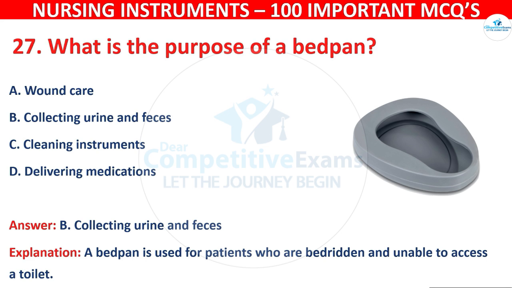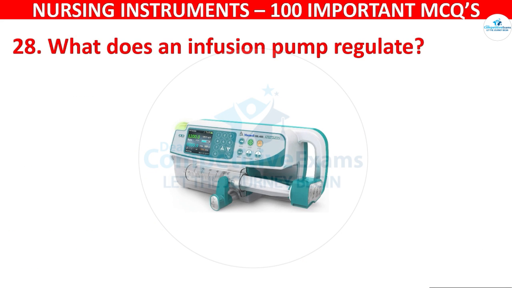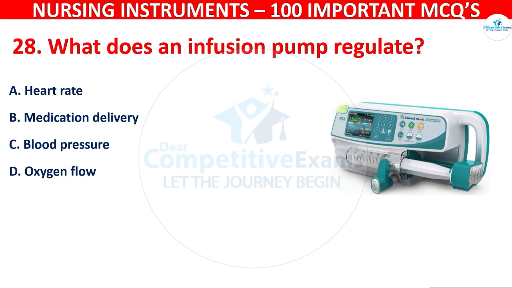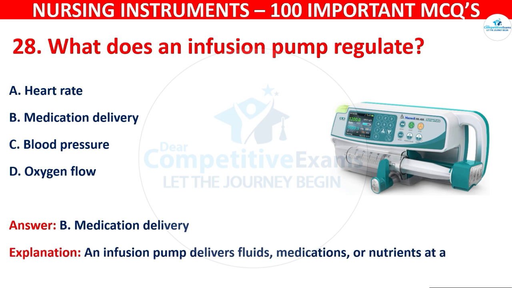Question number 28. What does an infusion pump regulate? Your options are heart rate, medication delivery, blood pressure, or oxygen flow. The correct answer is B, that is medication delivery. An infusion pump delivers fluids, medications, or nutrients at a controlled rate into a patient's bloodstream.